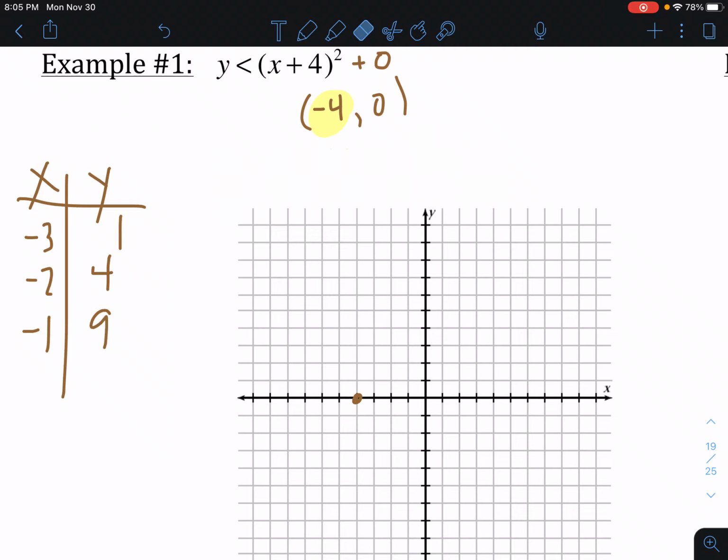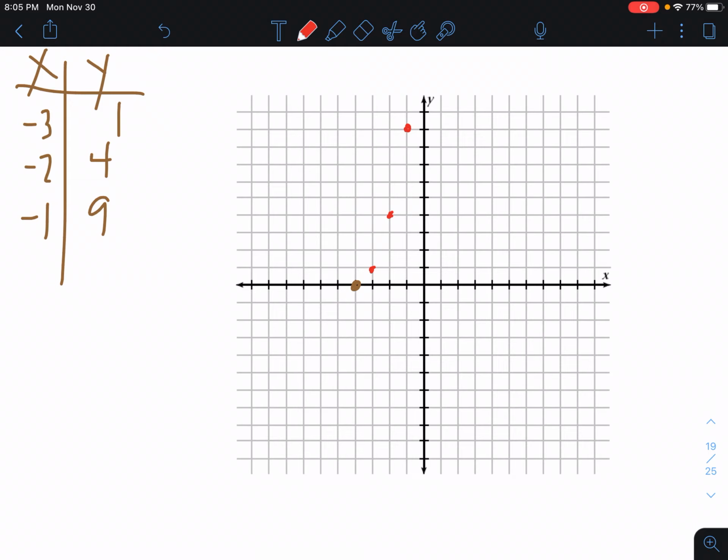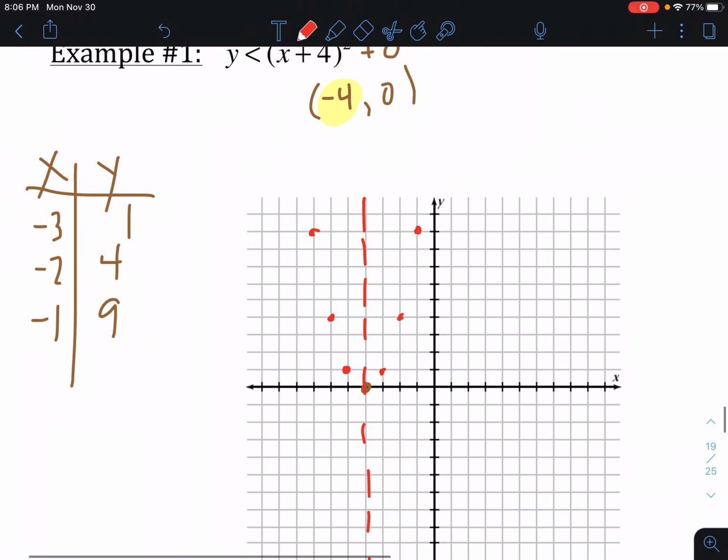Okay, now I go ahead and plot those points. We have (-3, 1), (-2, 4), and (-1, 9). And now we need points on the other side. Let me draw my axis of symmetry. Remember, it's the dotted line here that goes through the vertex, splits up the left and right side. So I need to choose points on the other side of the axis here, and here, and here, just mirrored points to draw my parabola.